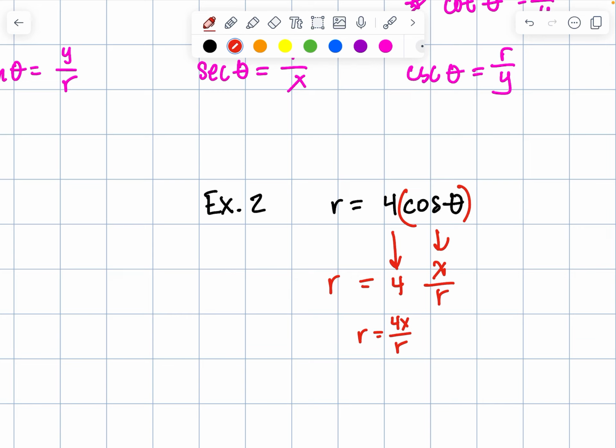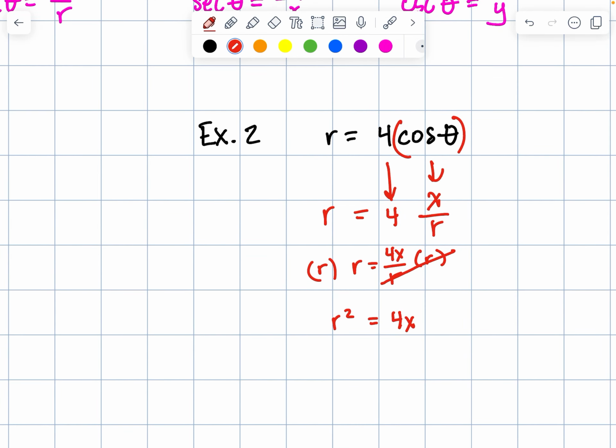At this particular point, we want to bring the r's to the left side. So in order to get rid of this r, to bring it over, we have to multiply by r. And guess what? The r's on the right cancel. r times r is the r squared that we ultimately wanted. So we get r squared is equal to 4x. r squared, just like the last problem, becomes x squared plus y squared.